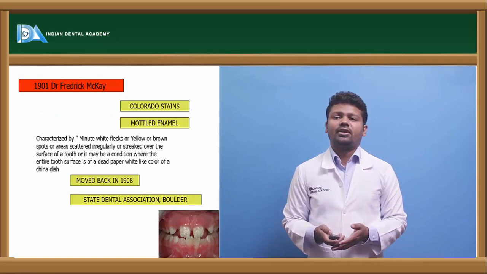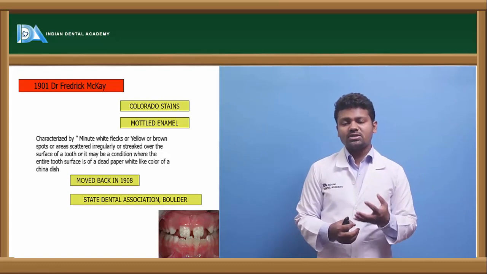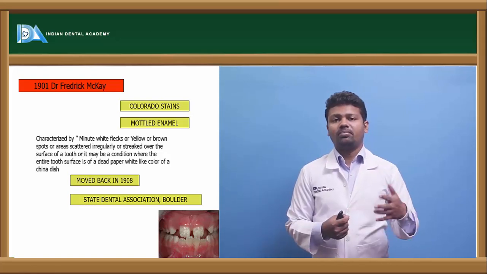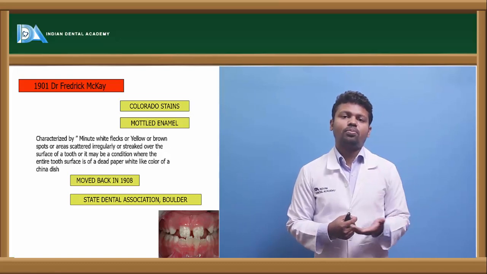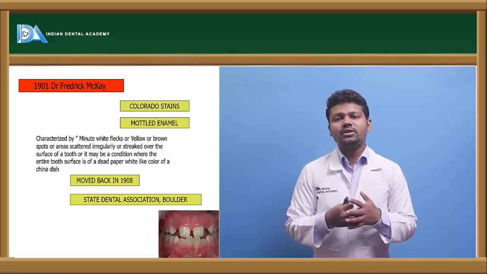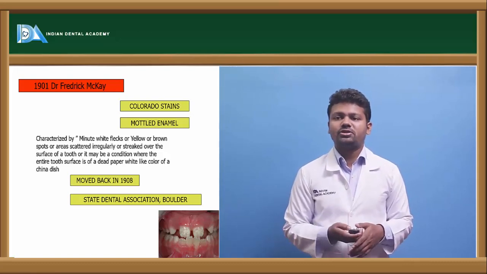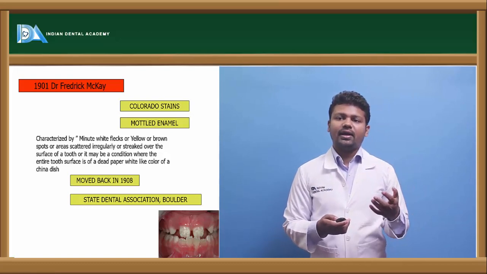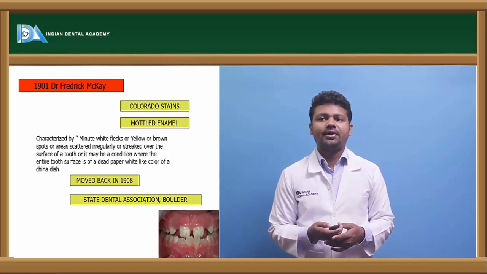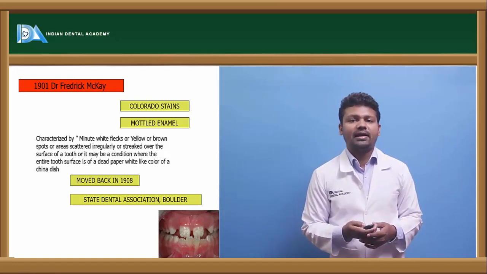Coming to its history, Frederick McKay, when he was studying for his graduation in the year 1901, noticed a few cases of stained enamel in his locality. When he completed his graduation, there were still a few cases. He opened his notes and found that nothing was mentioned about these stains. So he reported these minute flecks or yellow-brown spots scattered irregularly, and he defined them as minute yellow flecks or brown spots or areas scattered irregularly or streaked over the surface of the tooth, or a condition where the entire tooth has a dead, paper-white appearance.